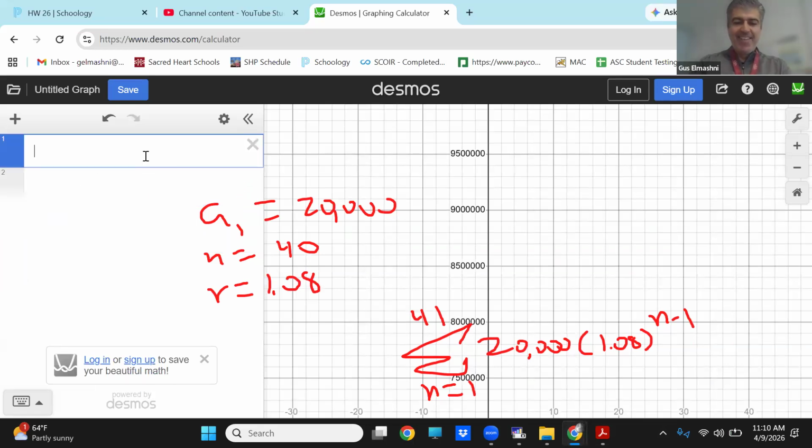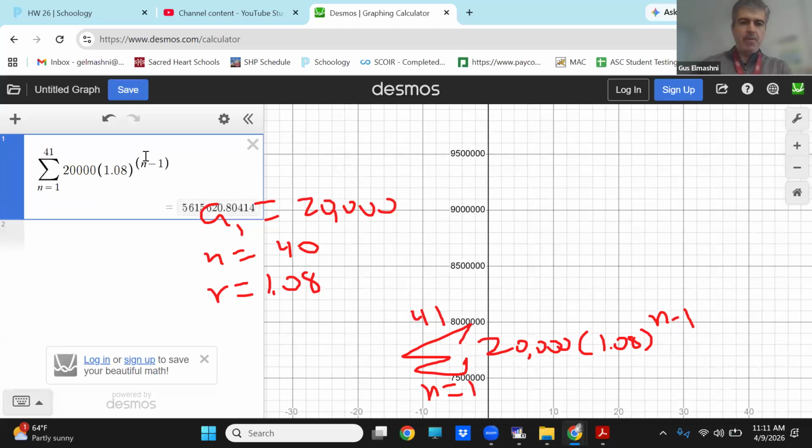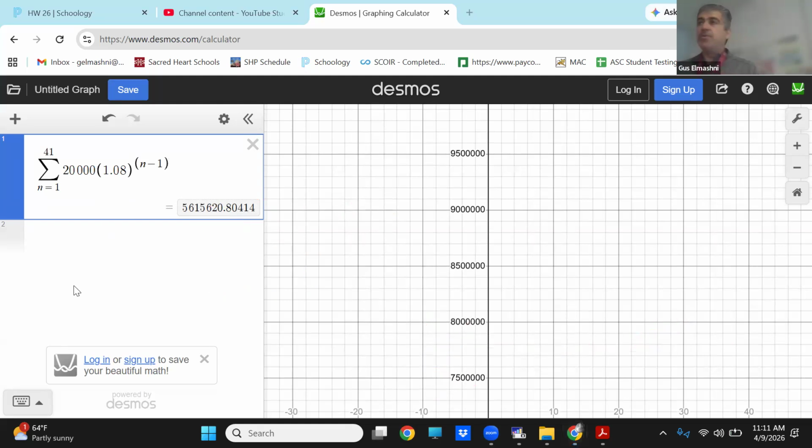Okay, so the sum from n equals 1 to 41 of 20,000 times 1.08 to the n minus 1. That's usually the rate of return of the S&P 500. There you go. You wind up making about $5.6 million. So it's a really wise choice to invest your money in this manner. Now, 20,000, mind you, you'd have to make sure you can sock away that much.